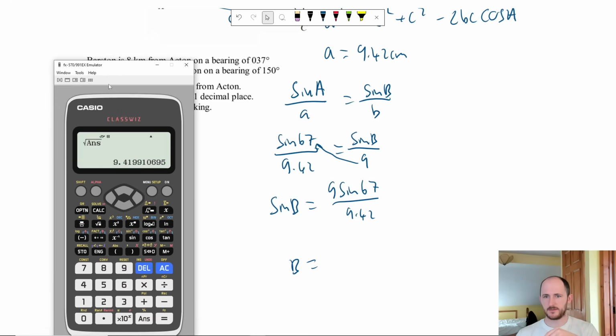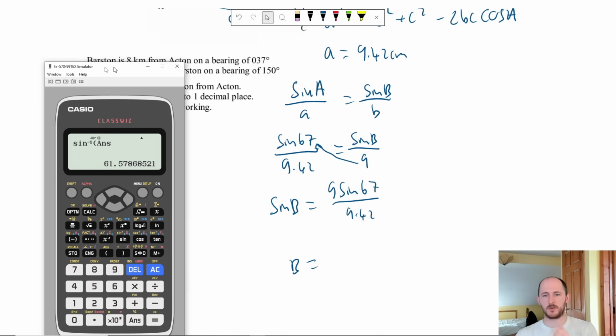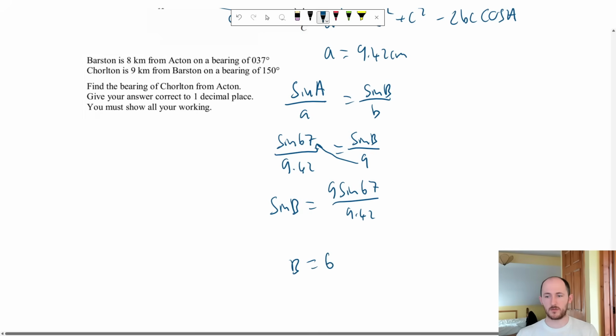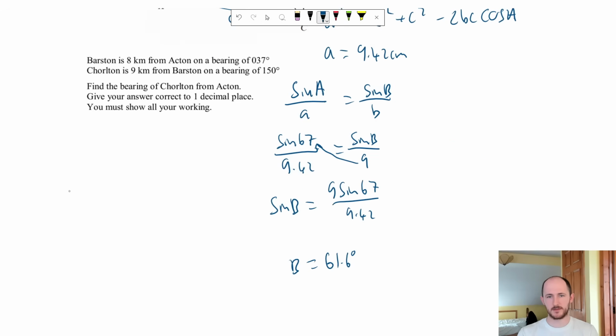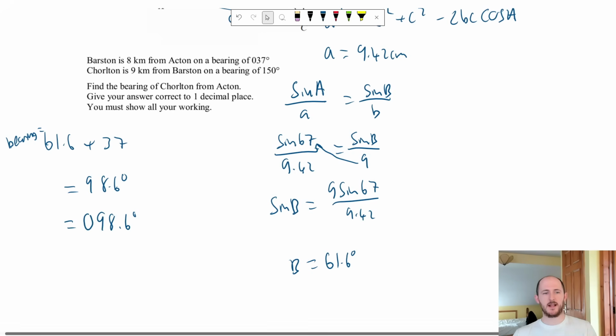We work it out: 9 sine 67 over the answer. Then we do inverse sine. We get 61, and it says to one decimal place, so 61.6 degrees. But remember, that's not the whole bearing yet. The bearing is going to be 61.6 plus 37, which is 98.6 degrees. But remember, bearings have to be given as 3-digit numbers, so 098.6 degrees.